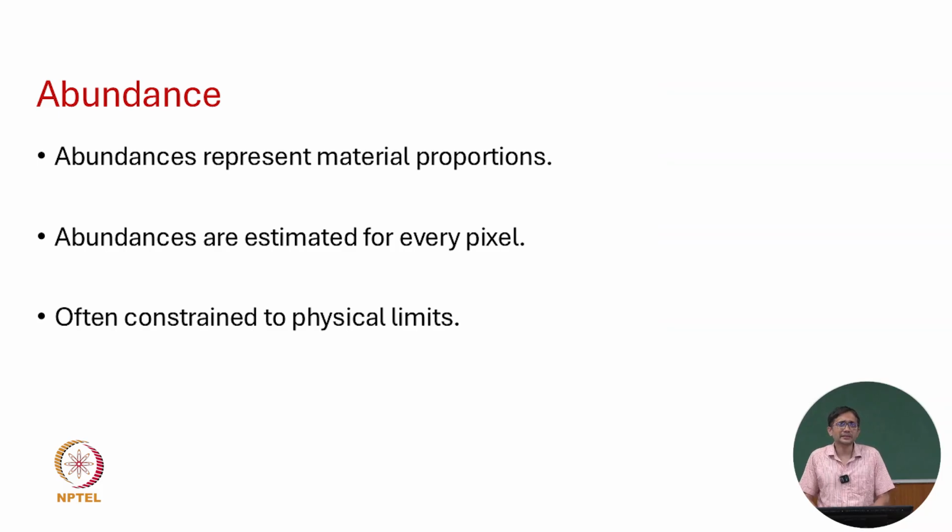Abundances are estimated for each pixel, and often we make them constrained in a way. Let's say these are fractions, so they would be between 0 and 1, and their sum goes to 1. These physical constraints directly help us encode the physical limits.